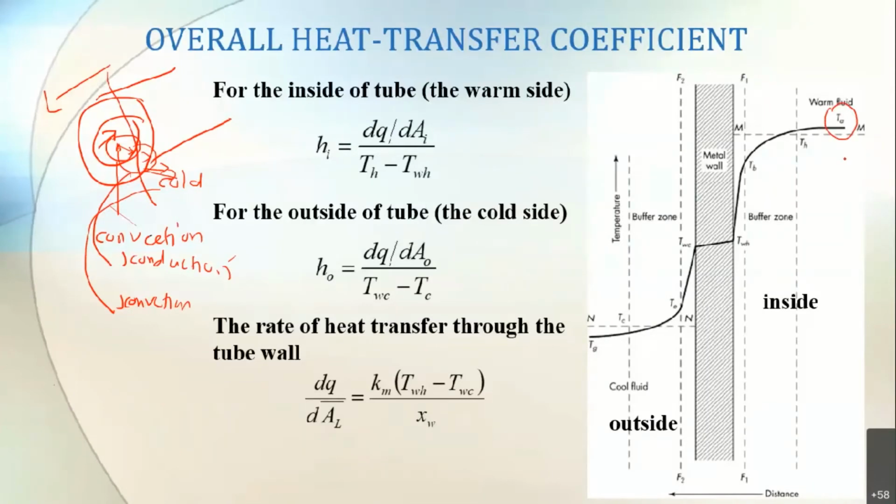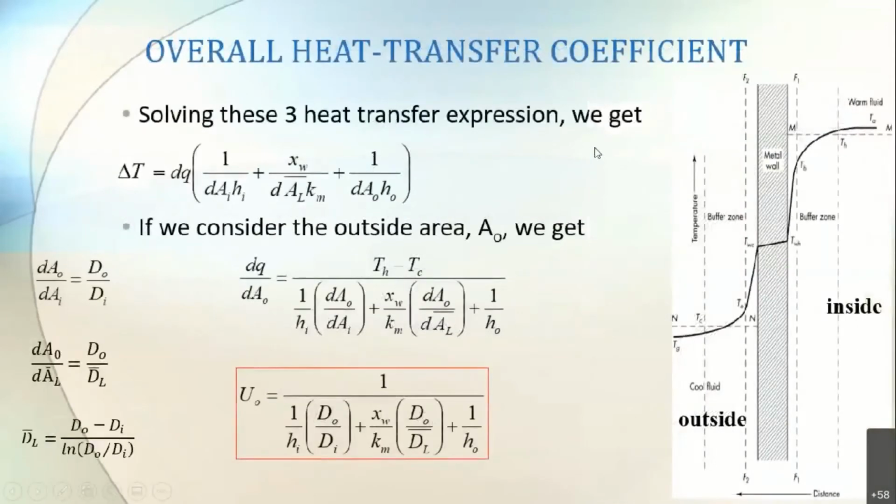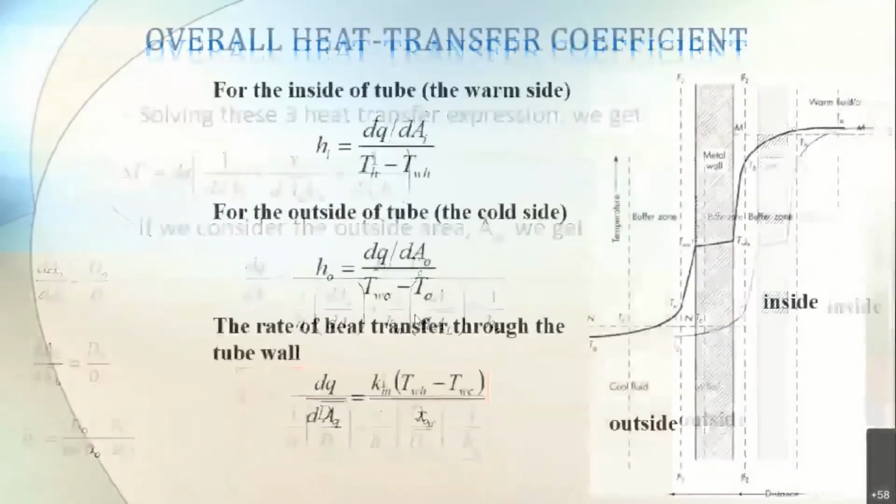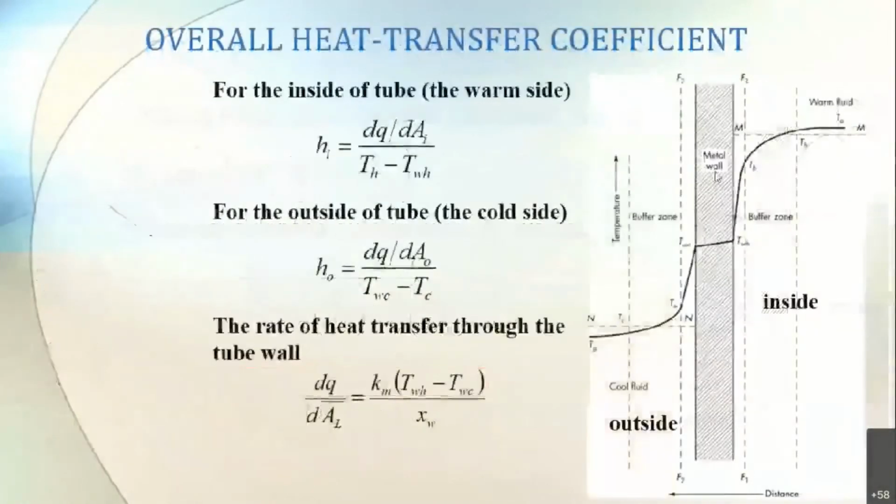So what is happening here? The heat is being transferred by convection to the wall of the tube. So for the inside tube, H inside is equal to dQ over dAI times TH minus T wall hot. TH is your initial temperature, and T wall hot is the temperature at this area. Here, this area. So this is your T wall hot.